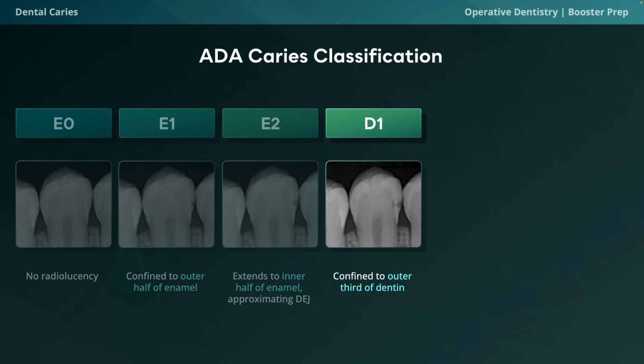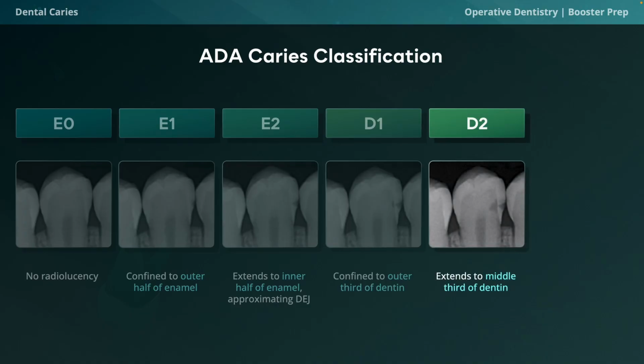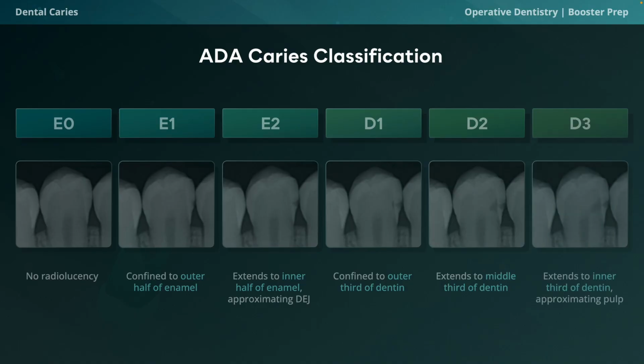Now, as the lesion progresses into the middle third of the dentin, we call it a D2 lesion. Radiographically, these lesions appear as larger radiolucencies beneath the enamel, indicating significant decay. And at this point, remineralization is no longer sufficient, and restorative intervention is critical to preserve the tooth and prevent complications. Finally, we have D3 lesions, which are the most advanced.